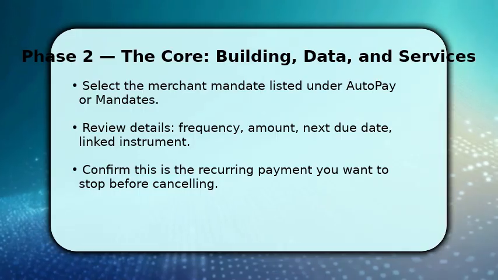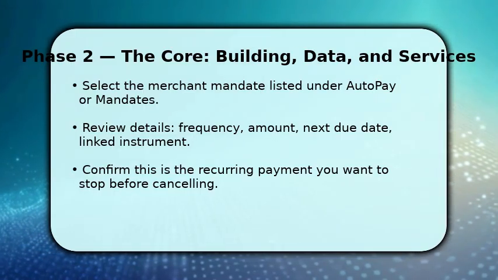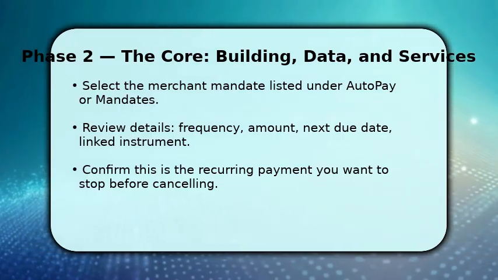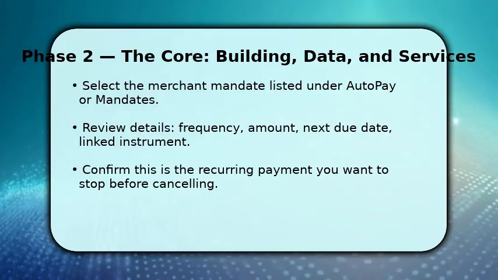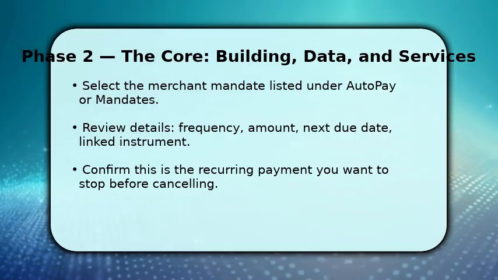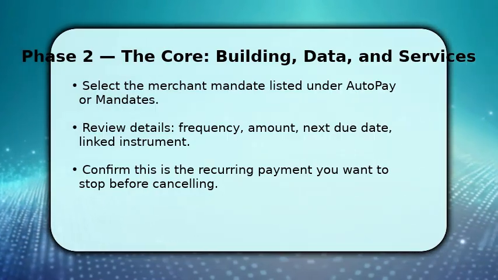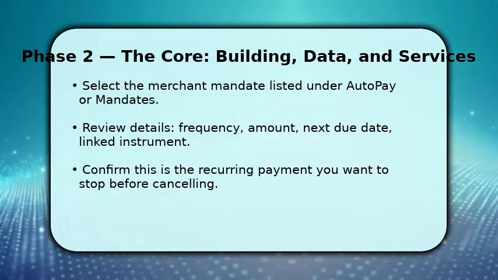Once you verify it's the correct mandate, scroll to find cancel or revoke. PhonePe labels may vary slightly, so read the screen. Tap cancel and you'll usually get a confirmation prompt. Read it. If asked, authorize with UPI PIN or biometric to finalize the cancellation.